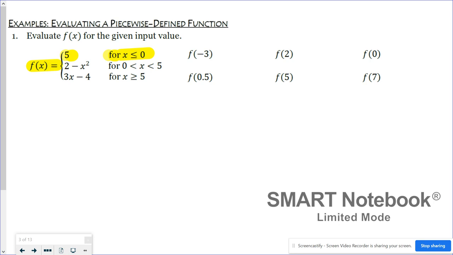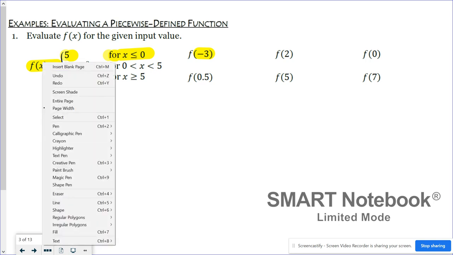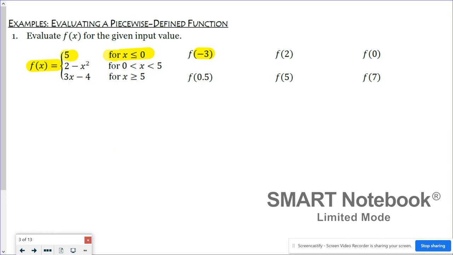So for instance, that first one, f of negative 3, negative 3 is less than or equal to 0. So I would totally use this first piece to evaluate that. And what's even better about this very first piece is that there's really no work for me to do. Once I realize that the given x value falls in the domain, no calculating is necessary here. The value of the function is simply 5. So f of negative 3 would be simply 5.